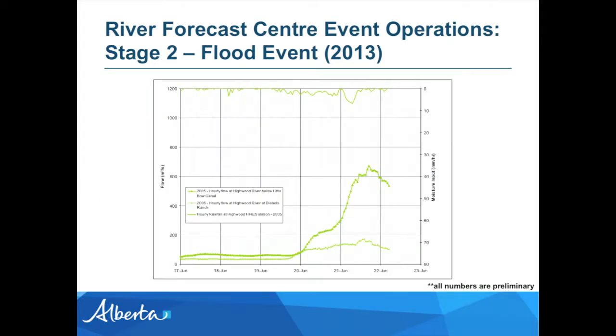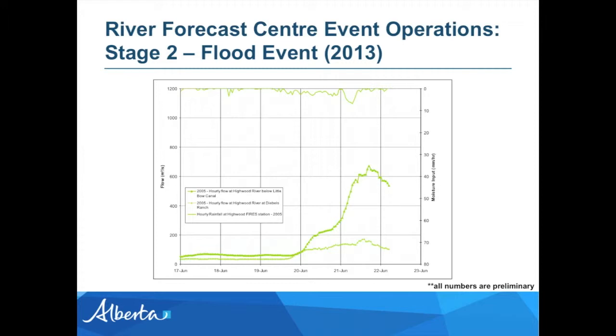Some different hydrographs here. The upper hydrograph is Highwood River at High River. It's called below Little Bow Canal. The lower one is Highwood River at Deebles Ranch. That's the uppermost catchment gauge within that catchment area. This is the 2005 hydrograph. So you can see there was no snow that year. The rain fell mid-basin. You know, pretty good peak, but it took a long time to happen.